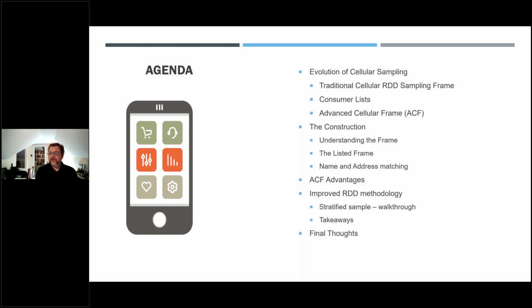We're going to talk about the construction of the latest frame, really take a look at how this frame takes the next steps forward in terms of being able to create a viable sampling frame based on cellular telephone numbers. We'll talk about the advantages that the advanced cell phone frame offers. There's a couple different sampling methodologies that can be employed using this newest product, and we're anxious to show them to you.